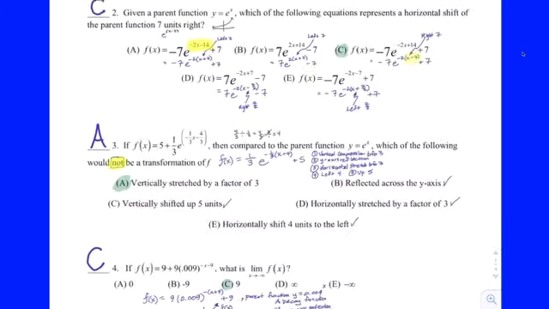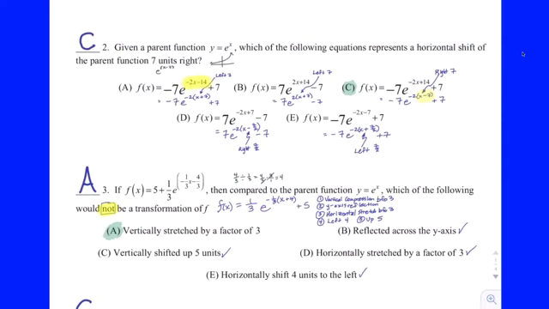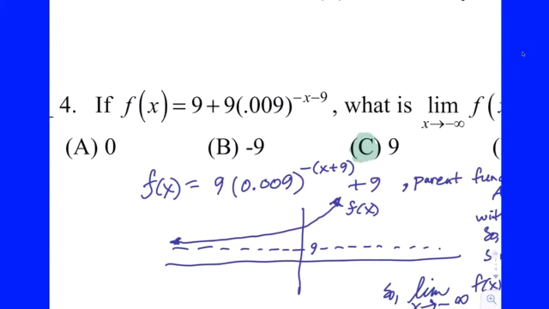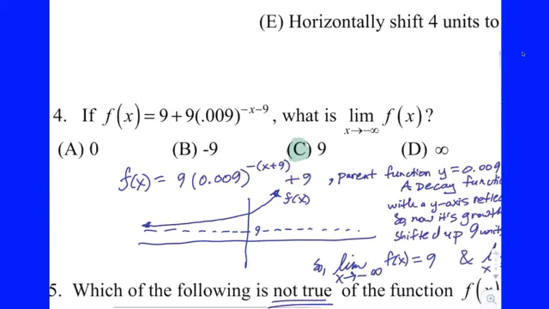Okay, dokie. Any questions on 1, 2, or 3? Any questions on 4? Just hold your question until we go over it. Okay. Number 4. If f is equal to 9 plus 9 times 0.009 to the negative x minus 9, this should have been question 9. Oops. What is the limit as x goes to negative infinity?